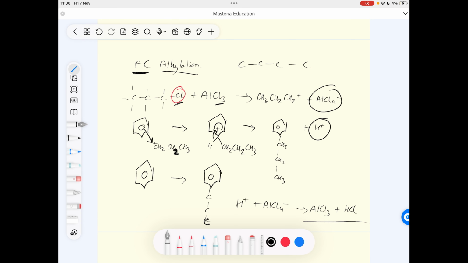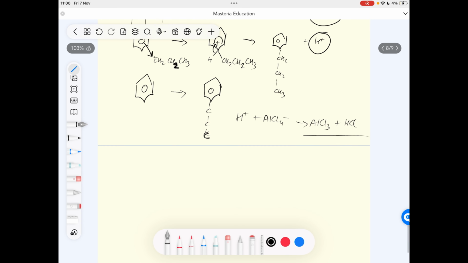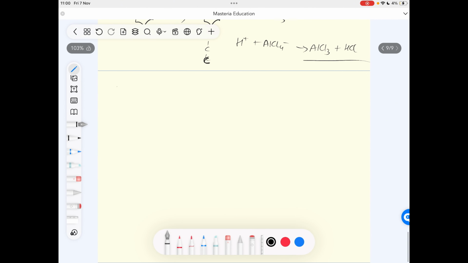In terms of the additional things for different specifications, there are some specifications that focus on phenol. Now, phenol is essentially this.